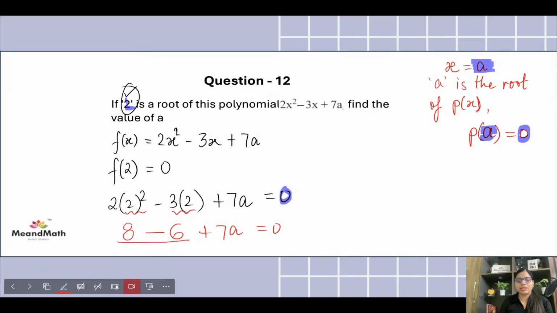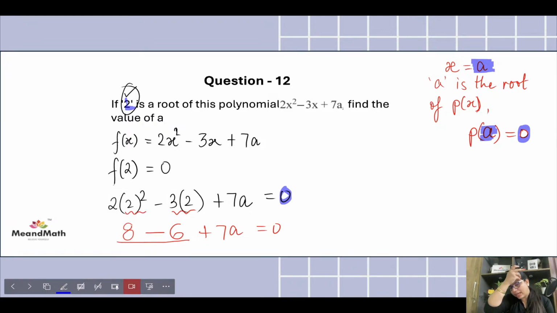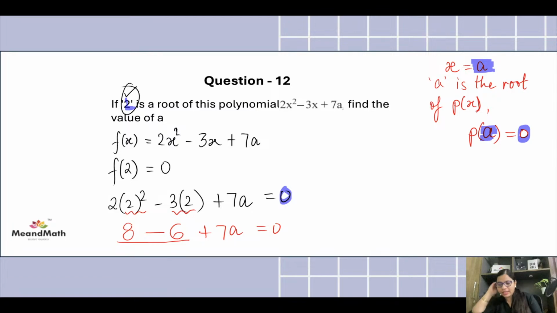8 take away 6, what's that? Just quickly type your answers. 8 take away 6 is, okay, I'm waiting. What your answer is, just quickly type. 8, yeah, 8 is correct. Then 8 take away 6 is 2. Good job. Plus 7a, that is 0.